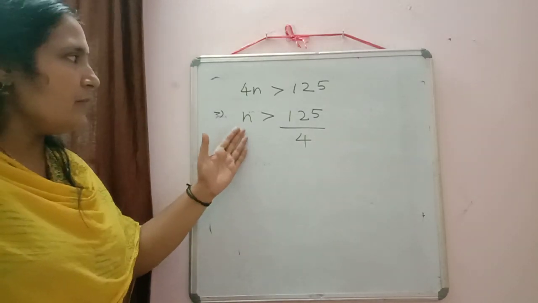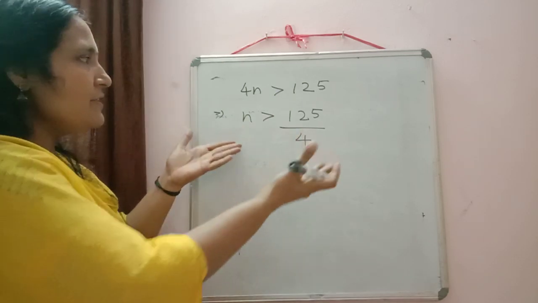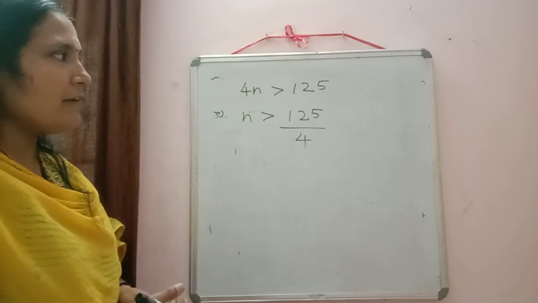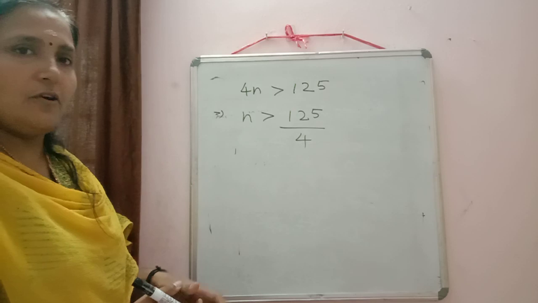But we know value of n is the number of terms. It will not come in fraction. How we should know which value? Greater than 125 by 4. So many numbers are there. So what we will do? We'll convert into mixed fraction.